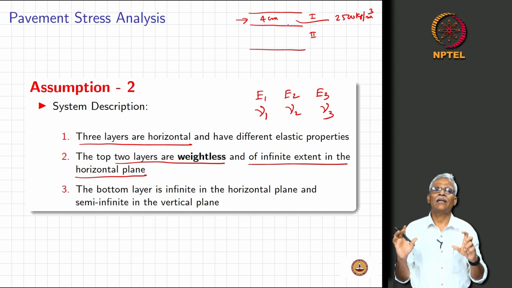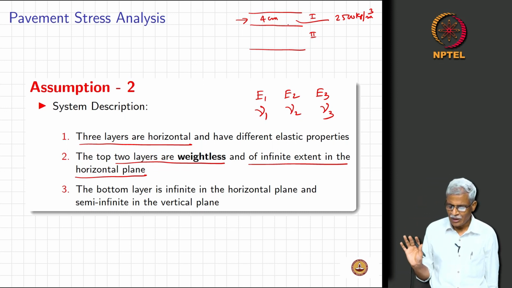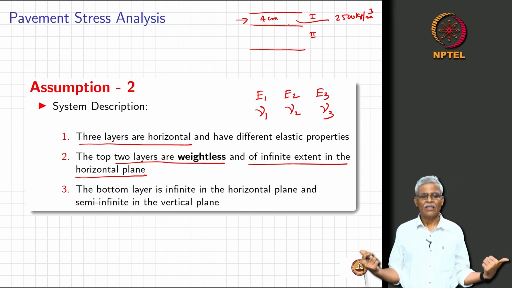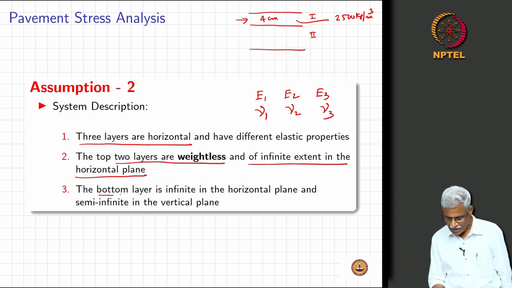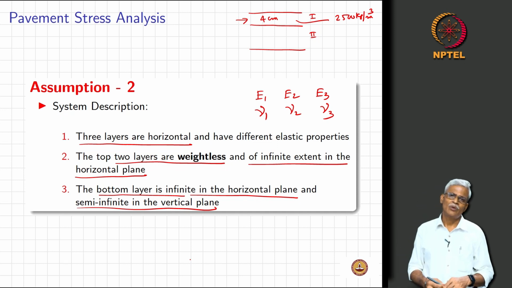Okay, so there will be a slight increase in the modulus value, but that we are not going to take into account at all. The top layers are infinite in the horizontal plane, and the bottom layer is infinite in the horizontal plane and semi-infinite in the vertical plane. So, that is what we are going to assume here.